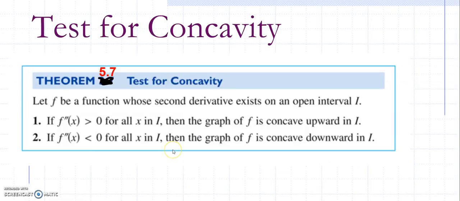So this leads us to a test for concavity. So if we let f be a function whose second derivative exists, it's very important, on an open interval I, if f double prime of x is greater than 0 for all x in I, then the graph of f is concave up in I. If f double prime of x is less than 0 for all x in I, then the graph of f is concave down in I. So again, all that's telling us is the second derivative is positive, we know that the function is concave up. If the second derivative is negative, we know that the function is concave down. And what that's giving us is curvature of this shape.